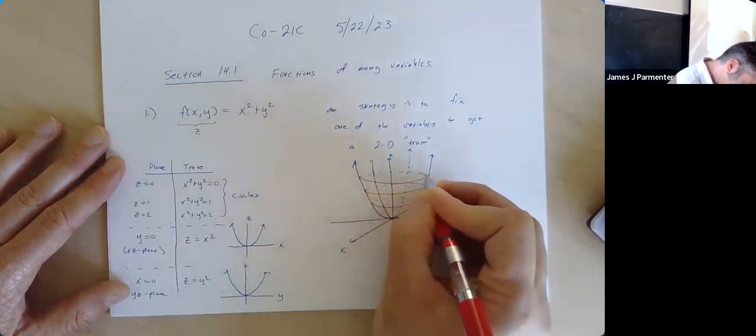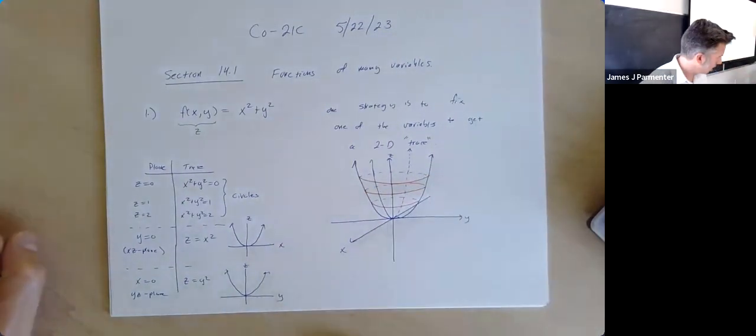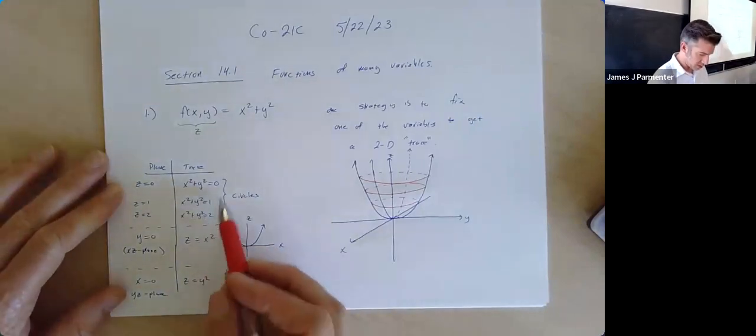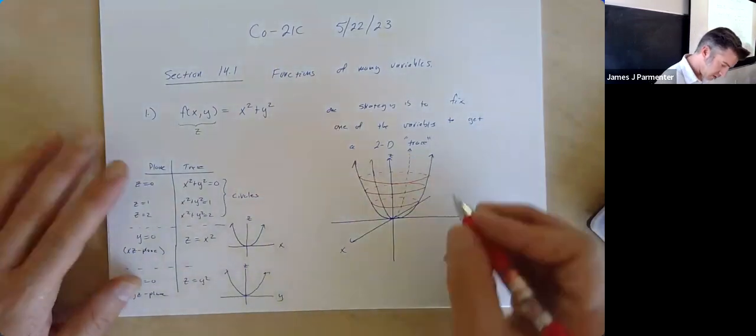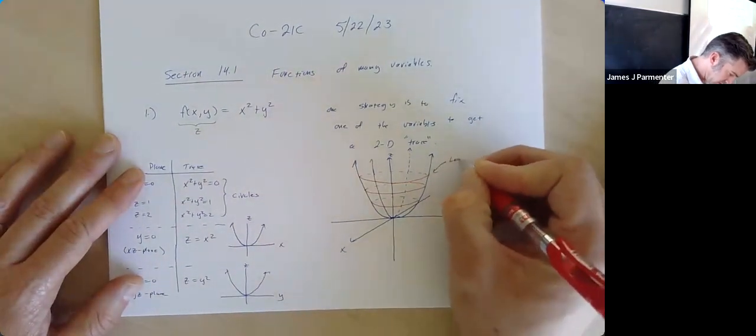These higher circles here, the ones that aren't just at z equals 0, those are typically called level curves. So that's a level curve.